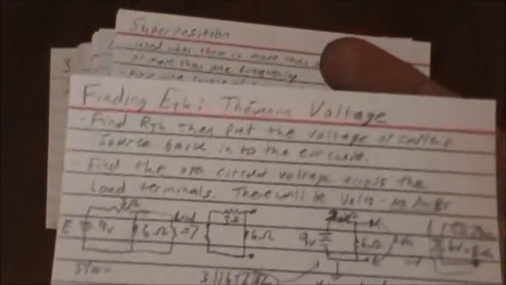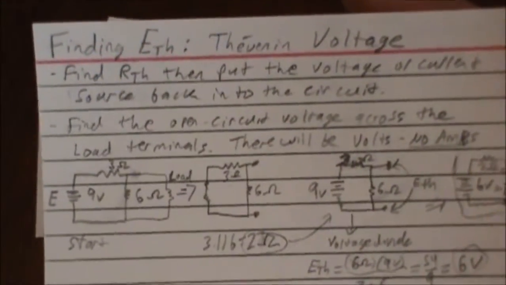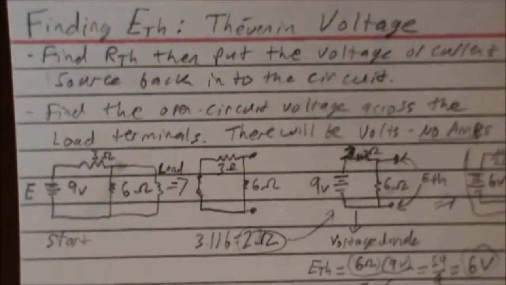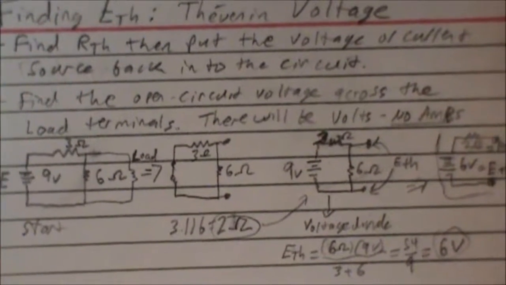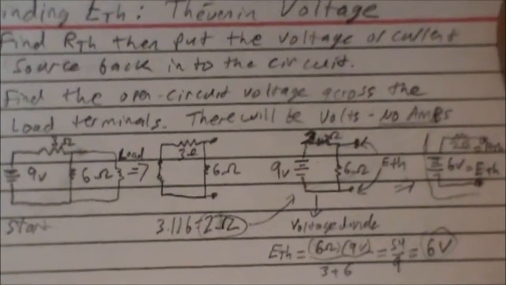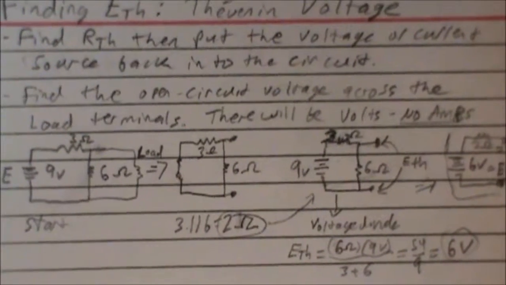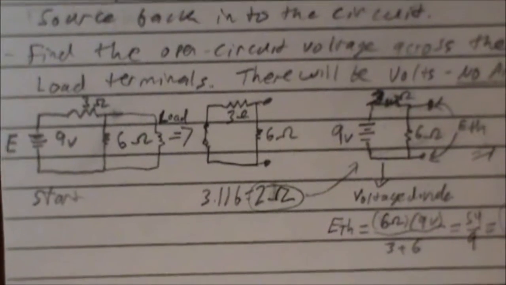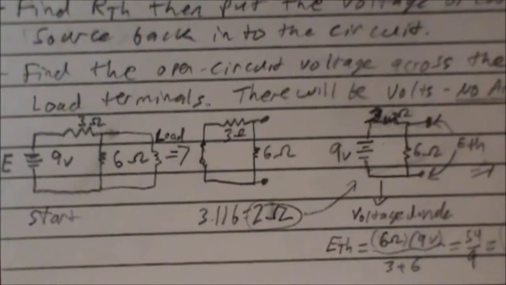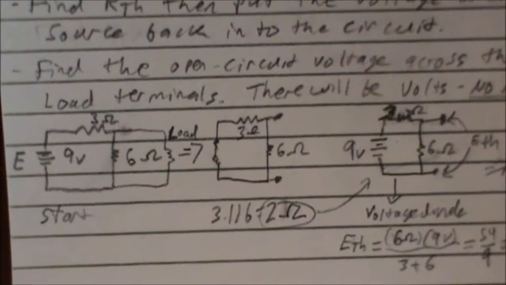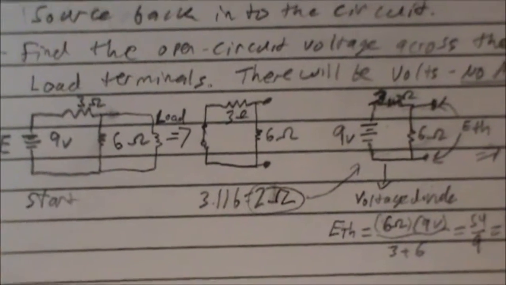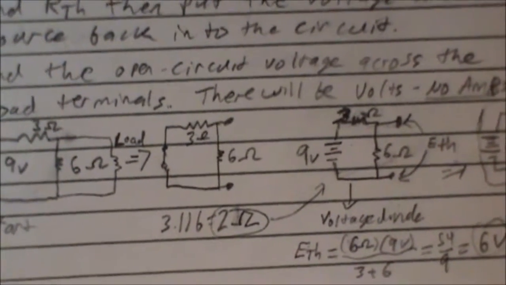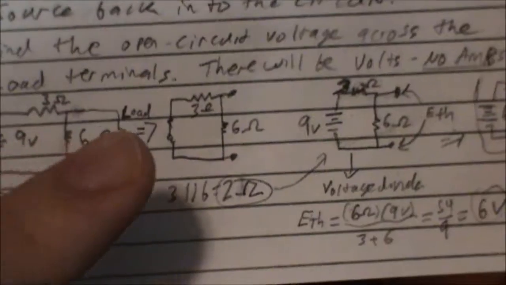And then once we have the Thevenin resistance, there's the Thevenin voltage here. So find RThev and put the voltage or current source back into the circuit. Then find the open circuit voltage across the load terminals. So there will be volts but no amps. So here we have 9 volts and 3 ohms, and then a 6 ohm load. So we find our Thevenin resistance, so we have 3 in parallel with 6 ohms. This is what we just saw, finding the Thevenin resistance here.